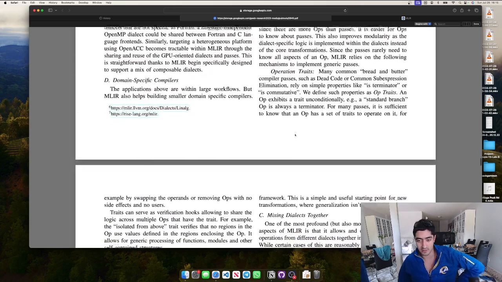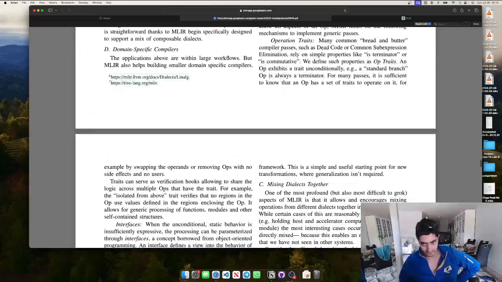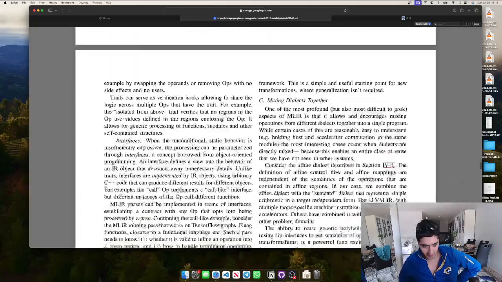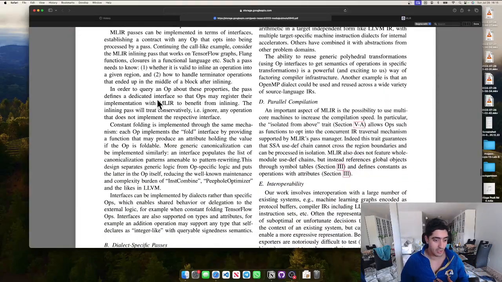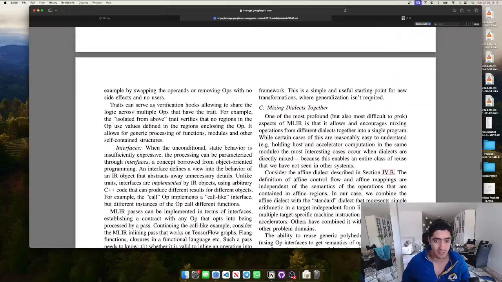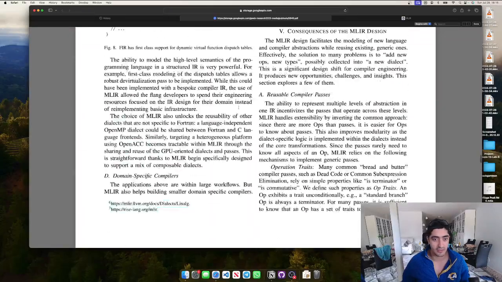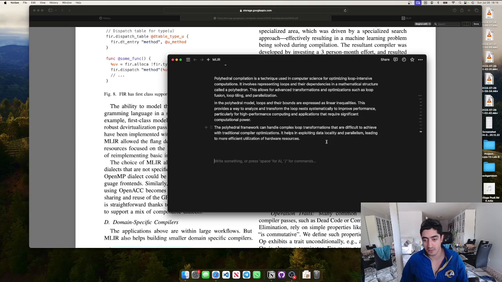Okay, so these are basically defining the operation traits, and it goes through interfaces, dialect-specific passes, mixing dialects together. Where's the A section? Reusable compiler passes. Okay, need to know what that is.